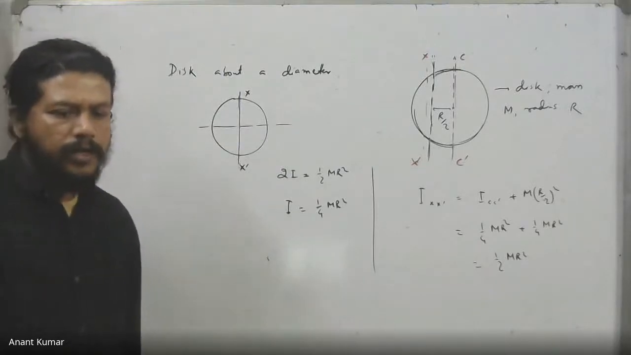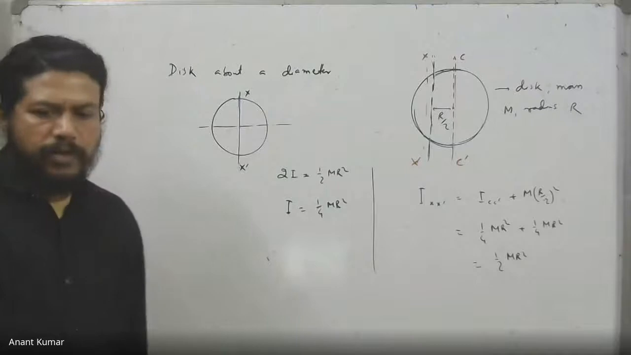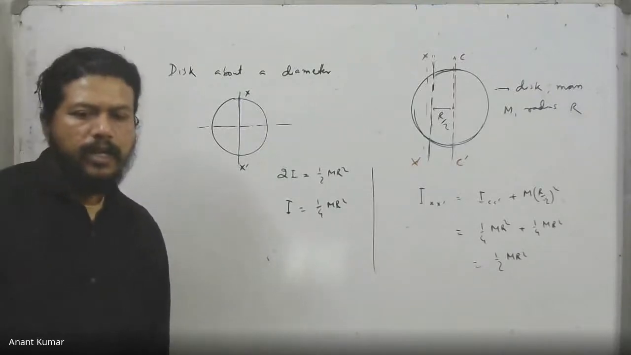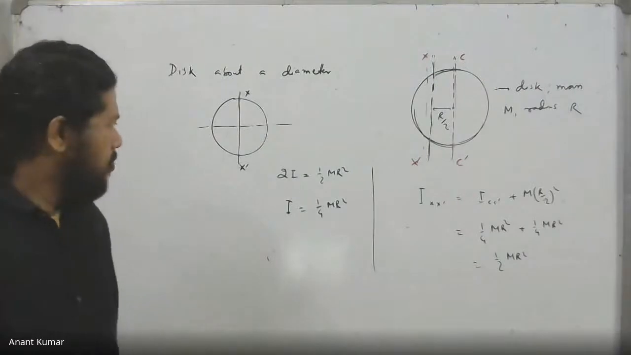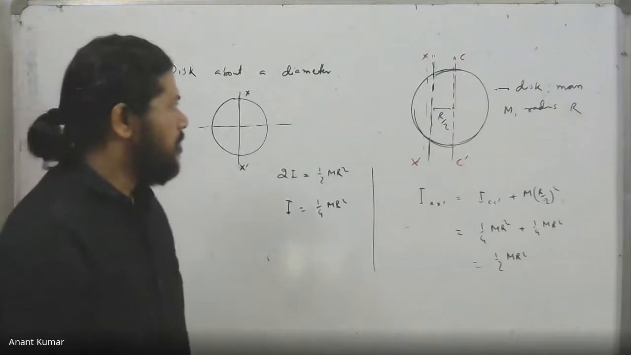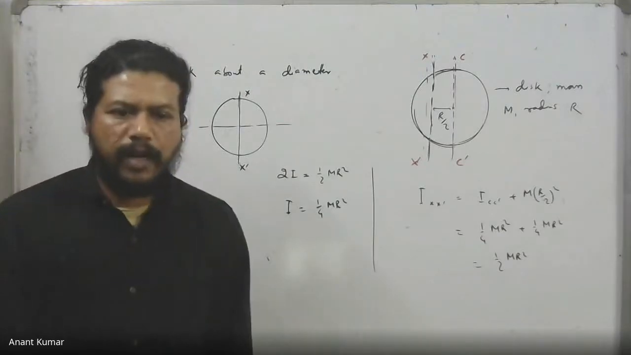So I get 2I, and that should be equal to 1 by 2 m r square, because half m r square is about an axis through the center perpendicular to the plane. So I equate them to get I equal to 1 by 4 m r square. Next, I utilize this result to find the moment of inertia by applying the parallel axis theorem.